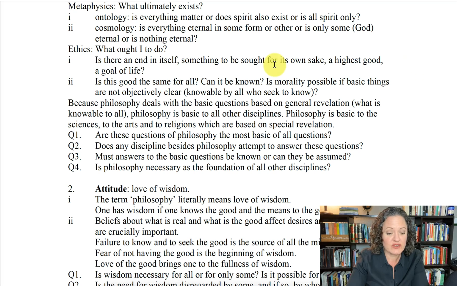That's the basic questions, though. Is everything matter, or does spirit also exist, or is all spirit? Is everything eternal, or are only some things eternal? That's what we're going to spend maybe half of our class discussing.